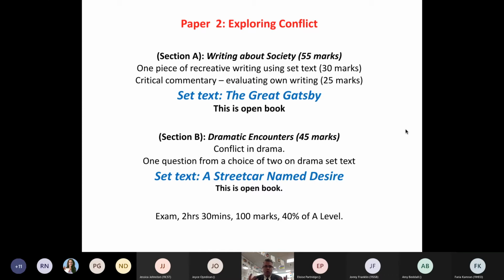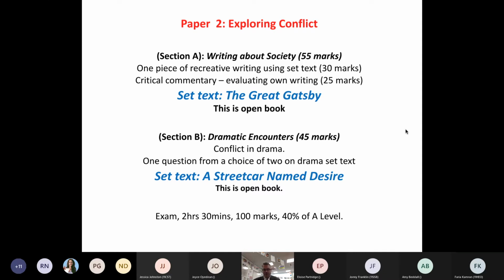You get the idea? Or what do you notice about the theme of hope in A Streetcar Named Desire? Okay, so then there we go. Hopefully that's now clear. And again, that's open book, so all the quotes are there for you to take. You don't need to know the quotes off by heart. Of course, you're going to get them in the play.